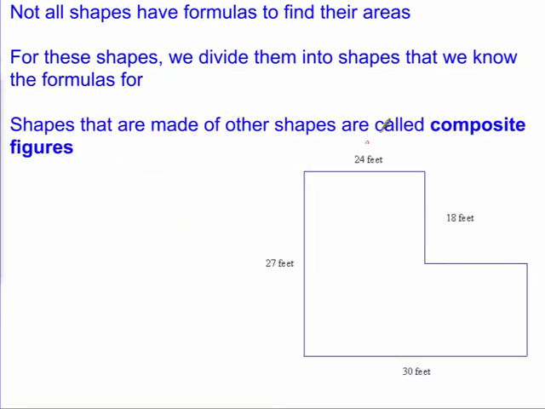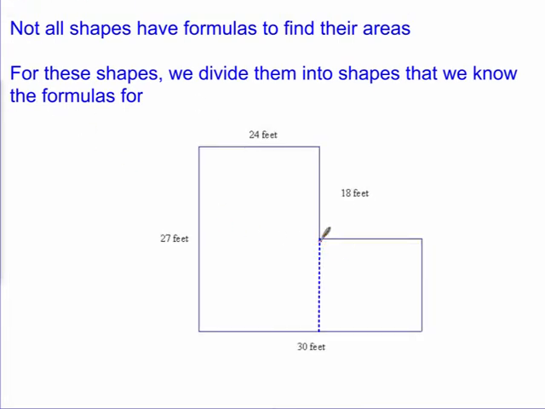Shapes that are made of other shapes are called composite figures. So that's what we're going to be talking about the most. So this is a composite figure because it's made up of more than one shape. So if I want to find a way to find the area of it, I can just draw this dotted line here. And this dotted line takes my original shape and cuts it into 2 rectangles. Well, now that I have 2 rectangles, I can find the area and perimeter of these no problem.